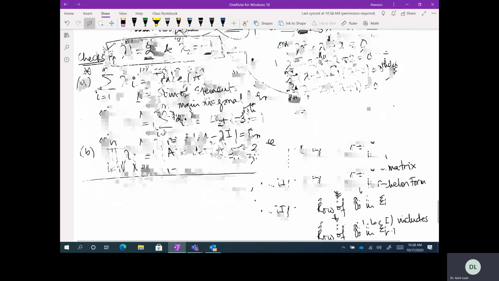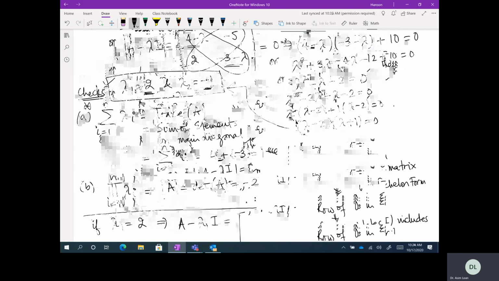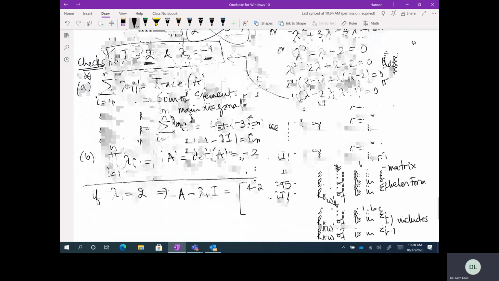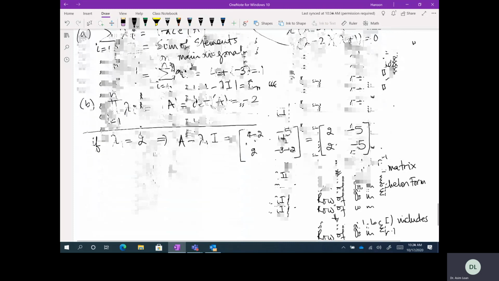Okay, so let's find the associated eigenvectors. If lambda 1 is equal to 2, this implies A minus lambda 1 I is equal to 4 minus 2, which is 2, minus 5, 2, and minus 3 minus 2, which is minus 5. So this is 2, minus 5, 2, minus 5.